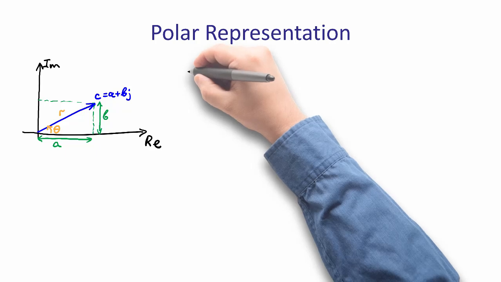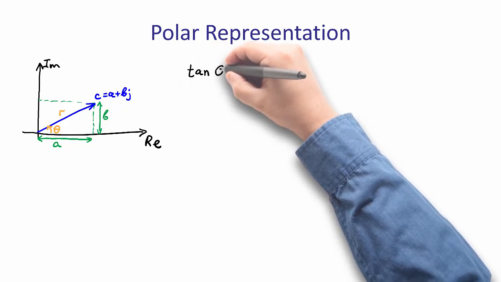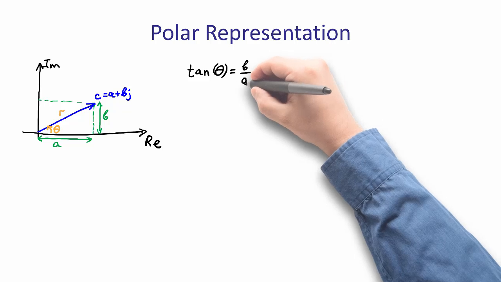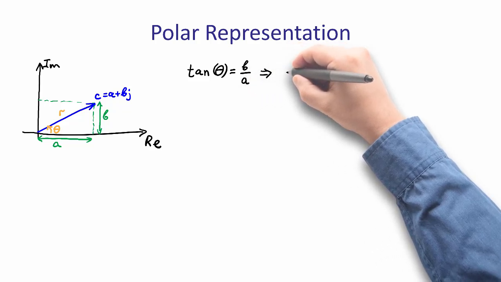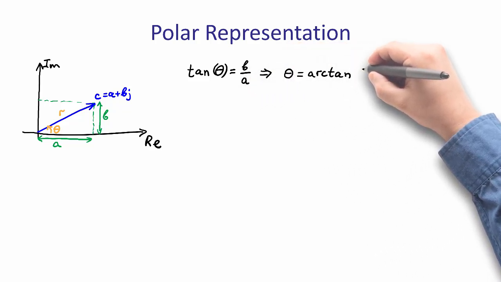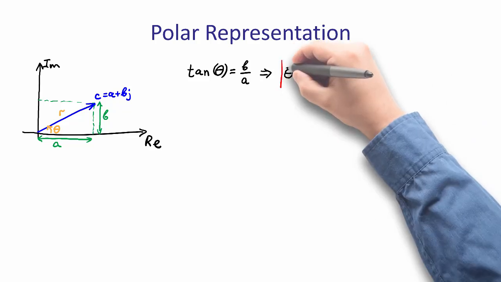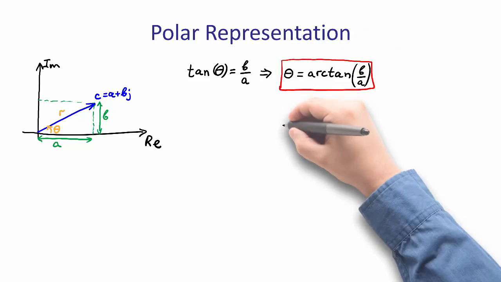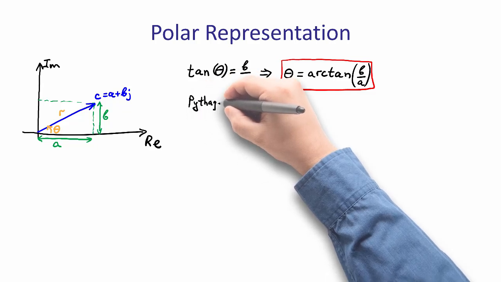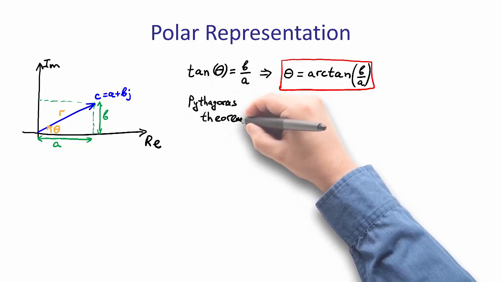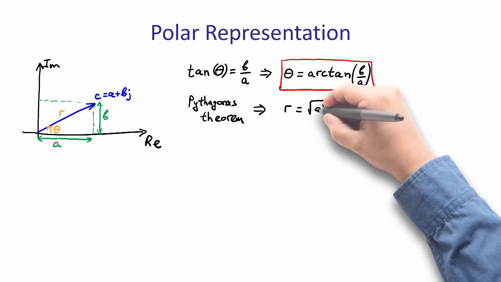So tangent of theta by definition will be b divided by a. So theta could be computed as arctangent of b over a, or inverse tangent. Now, radius could be computed using Pythagoras theorem, and it will be the square root of a squared plus b squared.